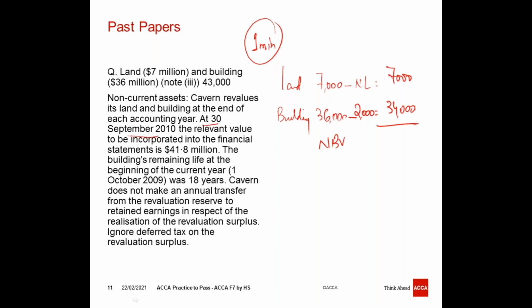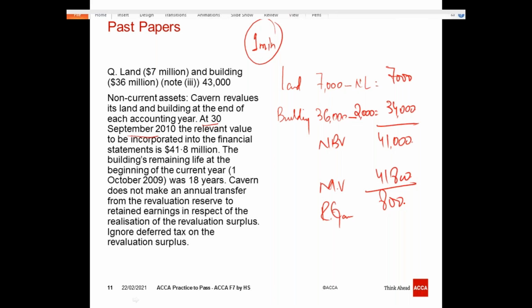So the land and building in totality will have a value of 41,000. The market value is now 41,800. So there will be a revaluation gain of 800, which must be reported. Now, this question tells you clearly to ignore deferred tax, so you can ignore the deferred tax because it's the requirement of the question. And this 800 will be reported in the OCI.